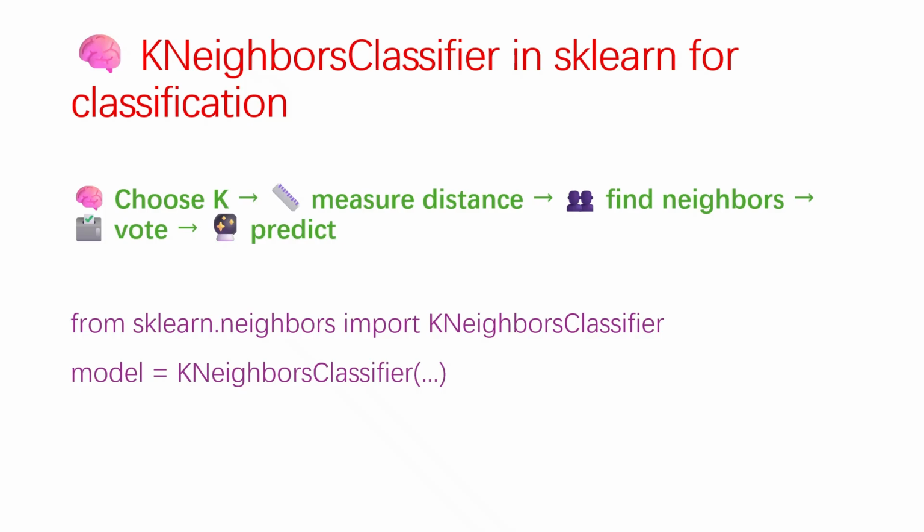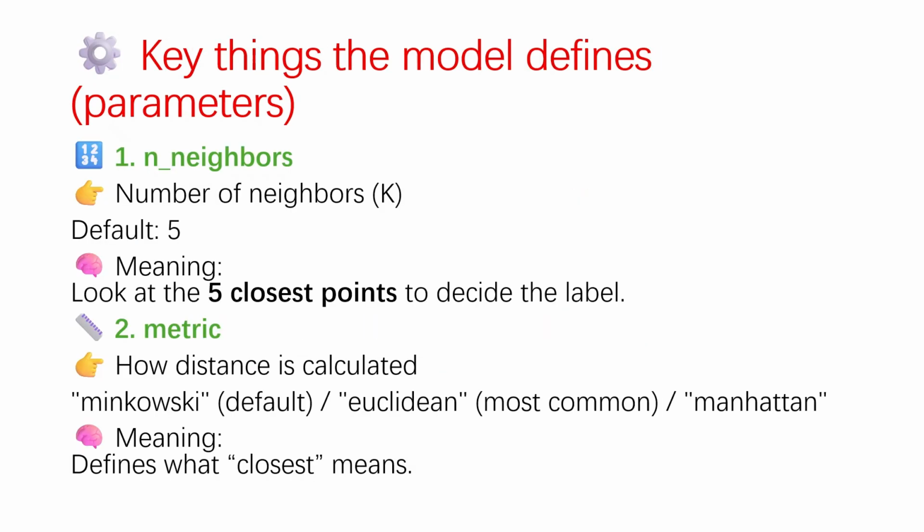We use K-nearest neighbors in sklearn for classification. The workflow is simple. First, we choose K, the number of neighbors. Then, we measure the distance between data points, find the nearest neighbors, let them vote, and finally make a prediction. In Python, we import the model from sklearn.neighbors and create it using KNeighborsClassifier. That's it, just a few lines of code to build a powerful classification model. Next, I will show you the key parameters inside KNeighborsClassifier.